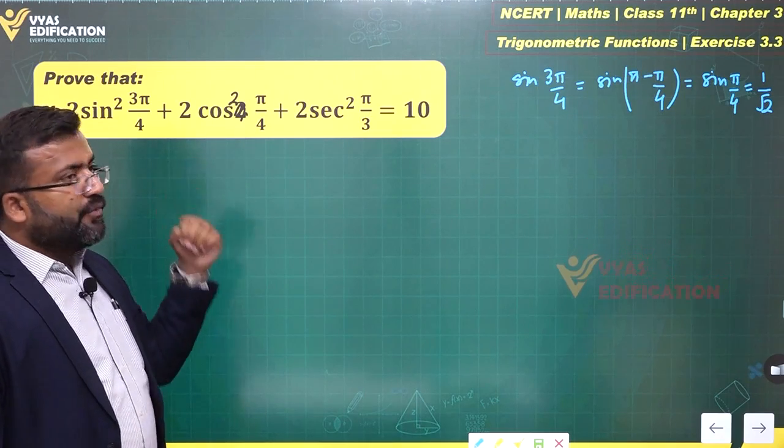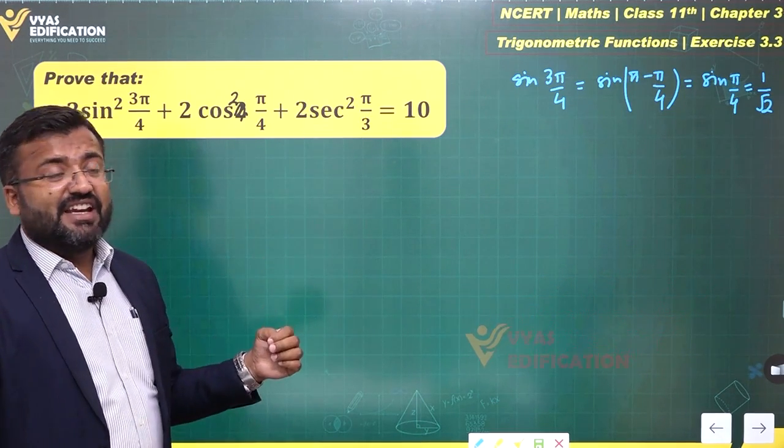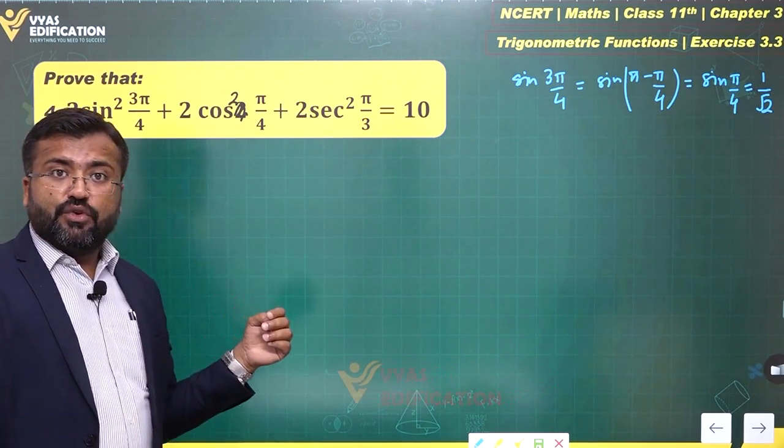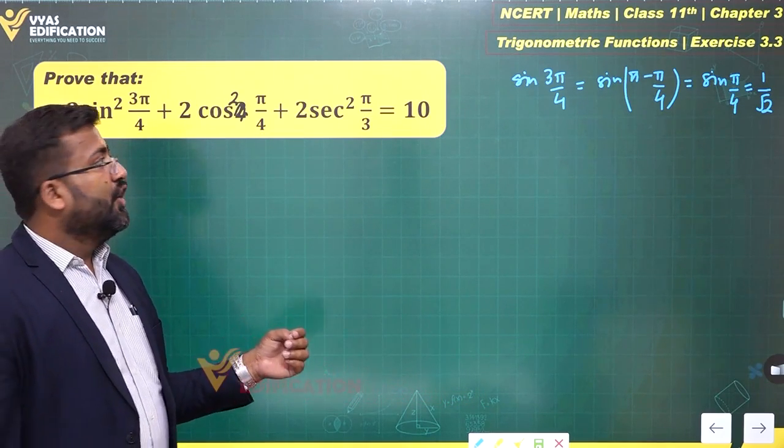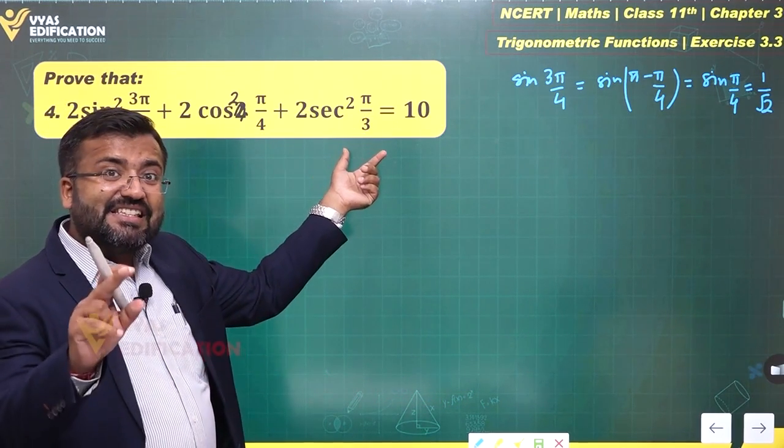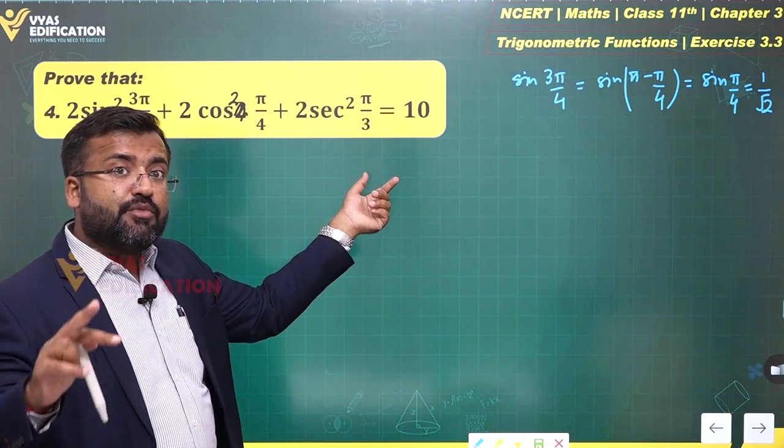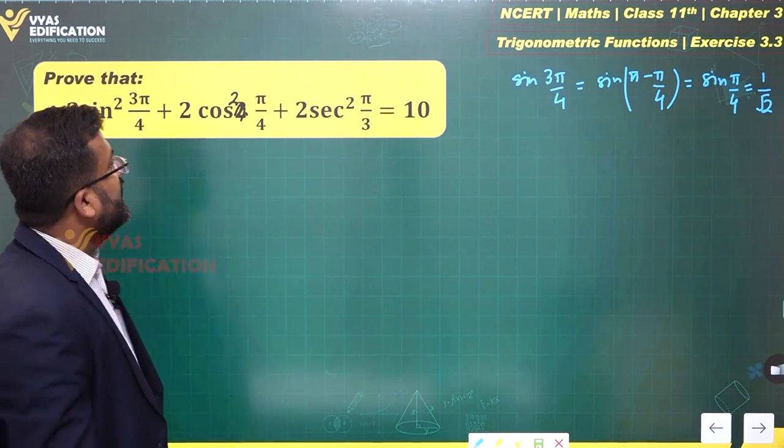Anything else? Cos pi by 4 is directly known. Sec pi by 3 is directly known. What is the value of cos pi by 4? If you may recall, cos pi by 4 is 1 by root 2. Sec pi by 3 is the reciprocal of cos pi by 3, that's the reciprocal of half, which is 2. This value is 2 over here.